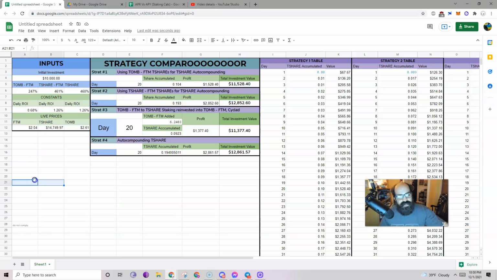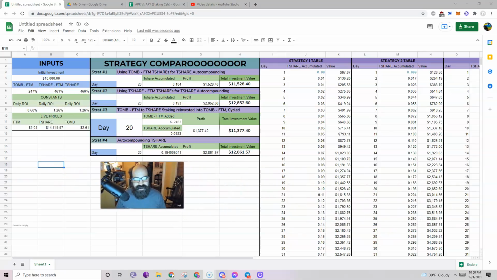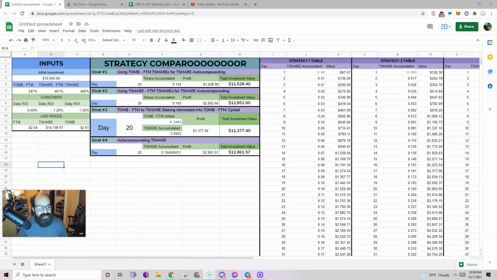So on the bright side, you don't have to listen to me ramble for half an hour about making a calculator. But on the downside, if you wanted to listen to me ramble about making a calculator, you don't have that opportunity anymore. So this calculator is a Tomb strategy Comparooor.